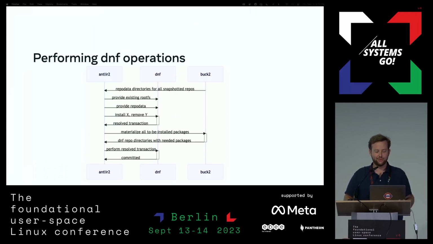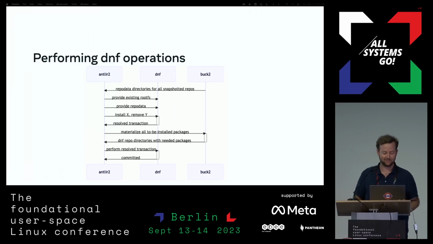Antler will give that to the existing rootfs and all those repo data directories to DNF. We ask it to resolve whatever transaction is going to happen. And then we get to pass this back to Buck with these dynamic dependencies. So we ask buck2 to materialize all of the RPMs. So we know we only ever download an RPM a single time, and then we transcode it with RPM to extents, which is super cool.